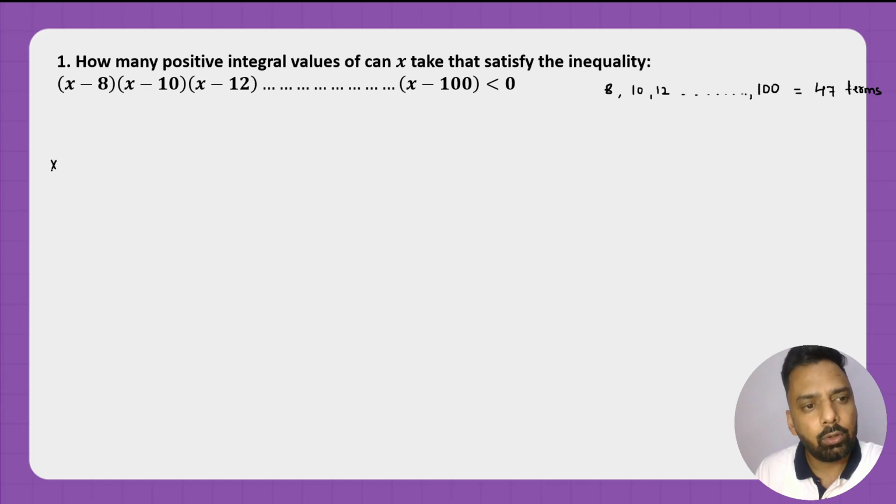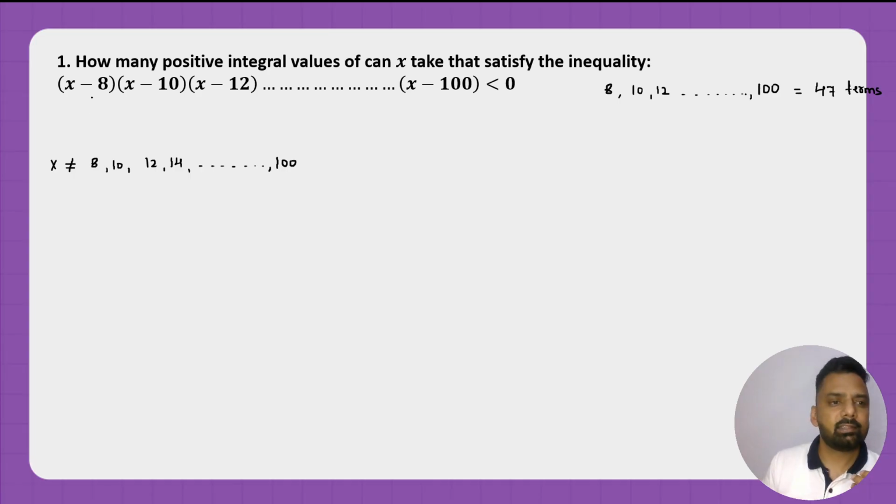Now clearly I cannot substitute x as 8, 10, 12, 14 and so on till 100. ठीक है, आप x की वैल्यू को 8 नहीं रख सकते, reason being this will become 0, तो whole equation will become 0 and I need a value less than 0, not 0, right? x को 10 रखेंगे तो again whole will become 0. Now we do not need to check x more than 100. Why? Because अगर x 100 से बड़ा होगा तो all the values will be positive, right? And product will automatically become greater than 0. So that means I have to check only up to 100.